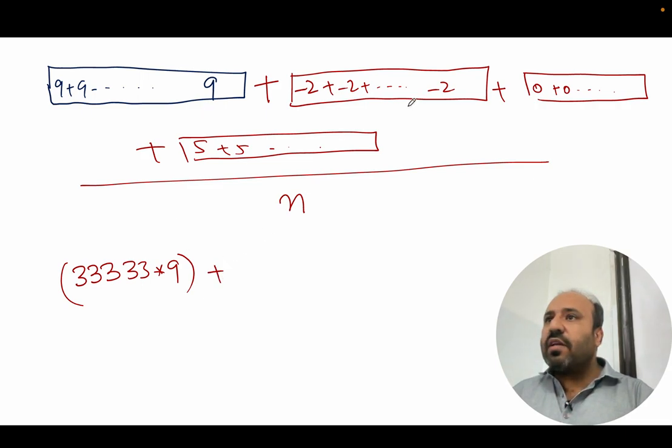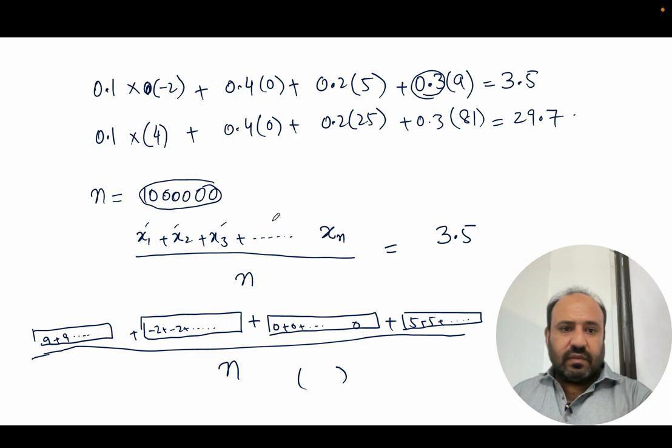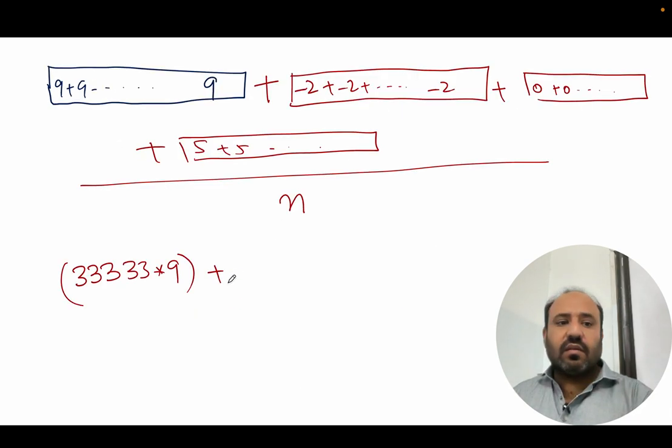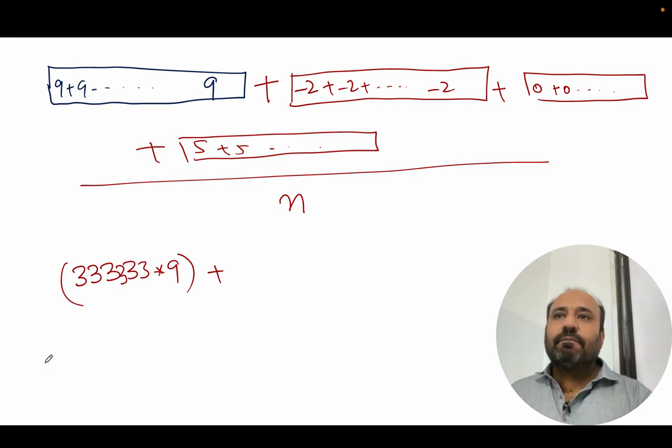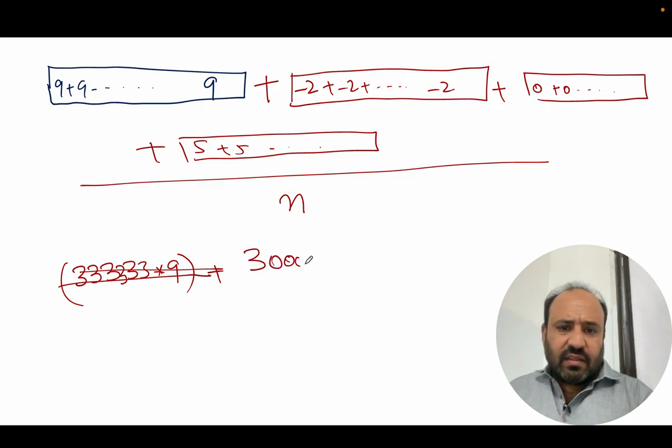Plus, how many minus 2's are there? Oh, 30%. Yeah, sorry. That will be 3 lakh, I guess. 3 lakh into 9.